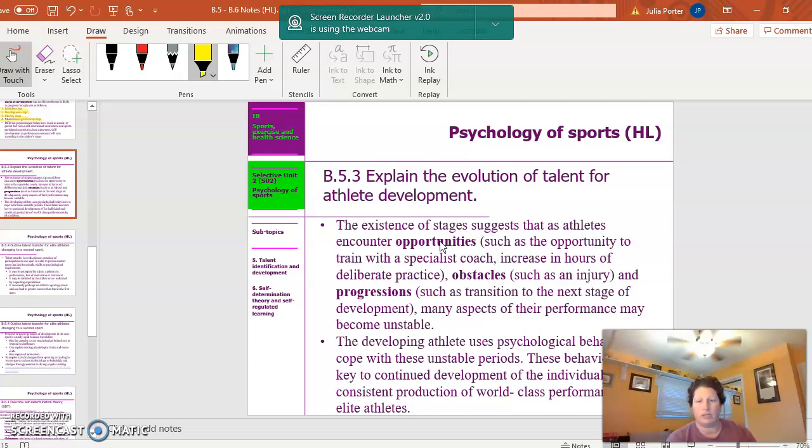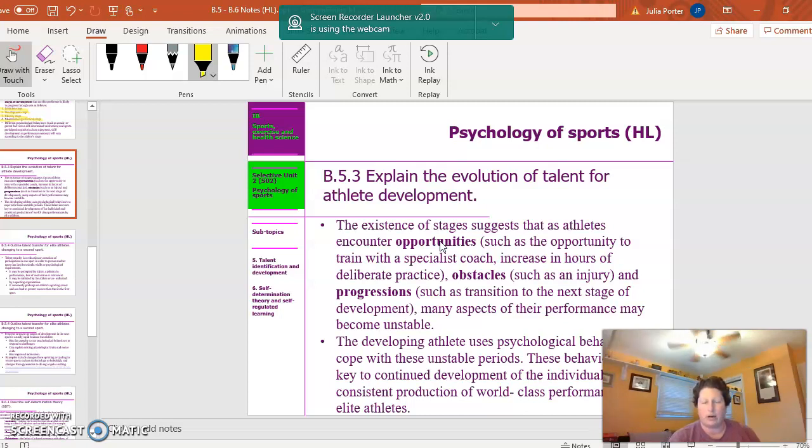So opportunities. Do we have opportunities to train with special coaches? Do we have opportunities to have workouts in the afternoon? Do we have opportunities to better ourselves, whether it's free or you have to pay? Do we have these opportunities?